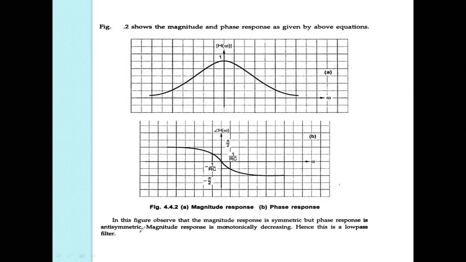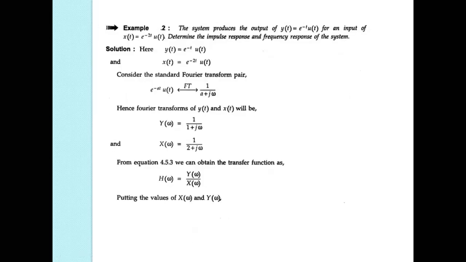But the phase response is anti-symmetric. Here it is a positive value, here it is a negative value. Symmetric means both the positive and negative sides are the same. But anti-symmetric means positive values on one side have negative angles on the other. Understood, my dear students? It's a very, very important term. Remember, in the winter examinations also, I will definitely give this question, as this is a low pass filter magnitude plot.